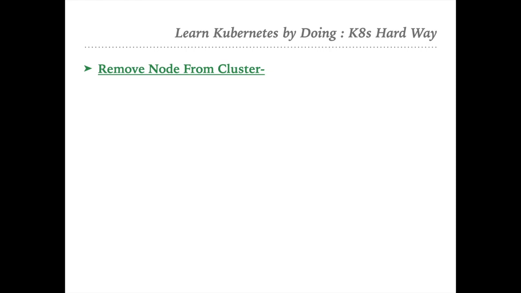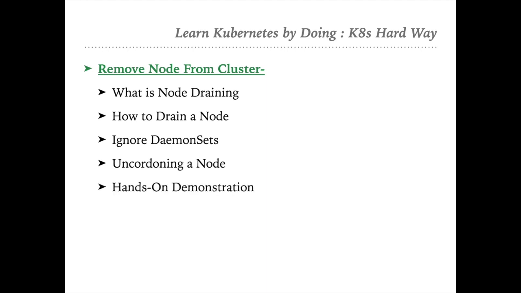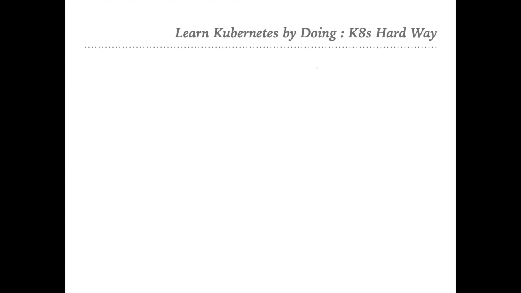So here we will discuss how we can remove a node from a cluster, and we are going to discuss these concepts. We will discuss what node draining is and how we can drain a node from a Kubernetes cluster. What are daemon sets and how we can ignore the daemon sets while we are draining the nodes? What is uncordoning of a node in a Kubernetes cluster? And then we will go with a demonstration. So let's start with what node draining is.